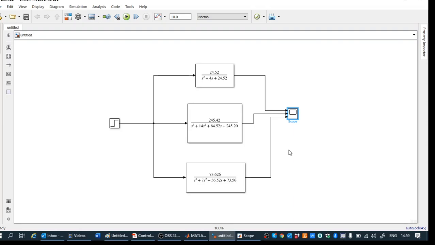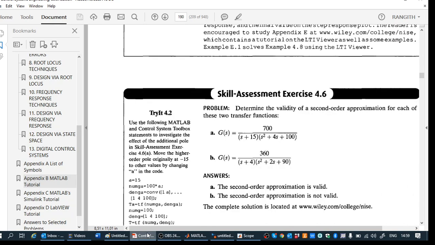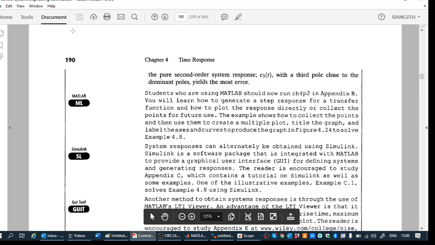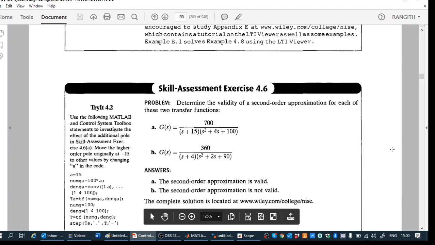Now this is very useful when we go in to do our problems, because if you have a third order system or a question that requires you to answer questions, you first need to ensure that a second order approximation is valid, without which we will not be able to continue our work. Right. So this is that portion in your textbook which deals with second order approximations. So you can try these examples here on both MATLAB and Simulink. They are explained in Appendix B as well as in Appendix C. You can actually try this out.